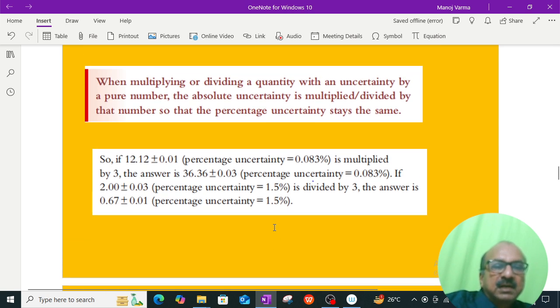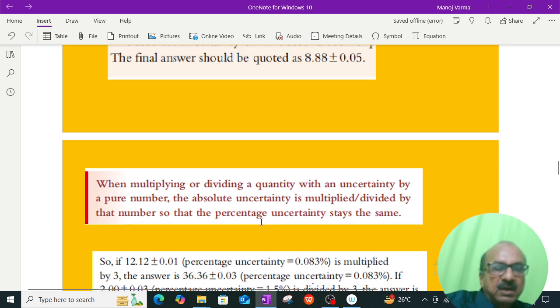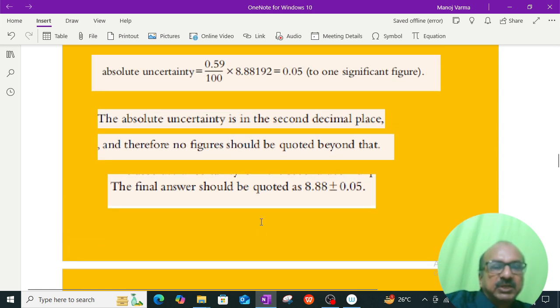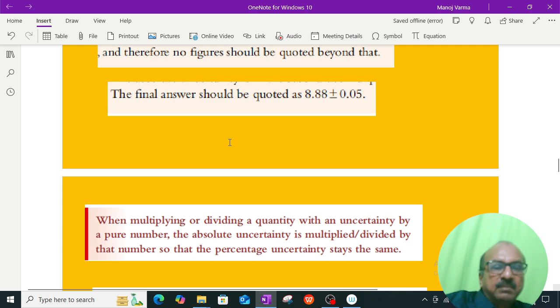So in this preliminary introduction, I think you understood the basic ideas behind the propagation of uncertainties, how we carry out the method when the operation involves addition or subtraction, or when the operation involves multiplication or division. So until next time, when we'll continue with more on the propagation of uncertainties.